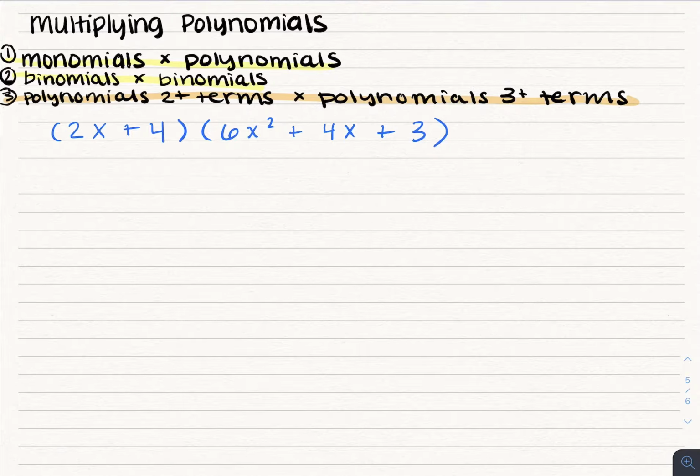So the first one is our box method, and this is a visual way of organizing this multiplication. I like to start with our highest order polynomial. So which one is that? Right, it's going to be 6x squared plus 4x plus 3 because we have a 6x squared as our leading term here. And in our first one, we have 2x as our leading term. So the first one's linear and the second's quadratic. We'll go with the quadratic.